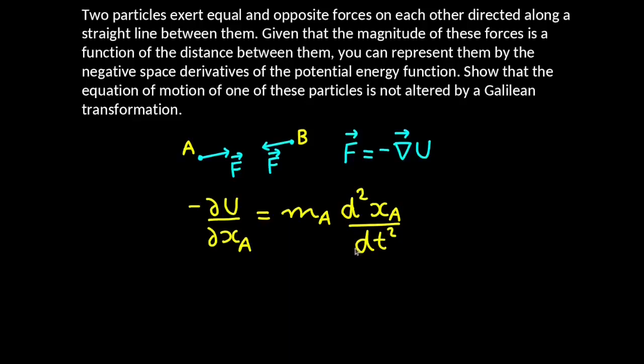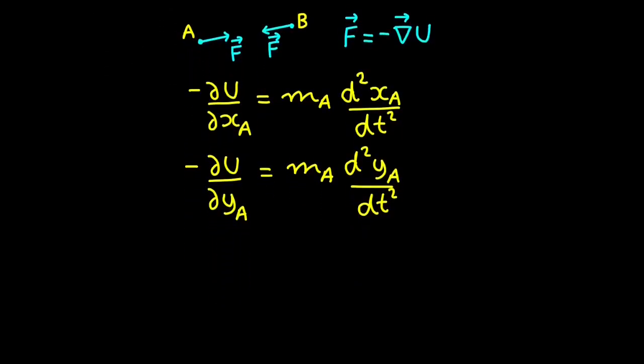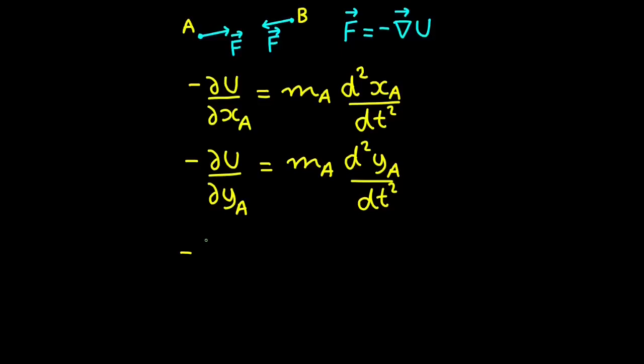And we have similar equations of motion in the y direction. So we have the partial of the potential energy with respect to y is equal to the mass of particle A by the acceleration of particle A in the y direction. And similarly, we have the partial of u with respect to z is equal to the mass of particle A by the acceleration of particle A in the z direction.